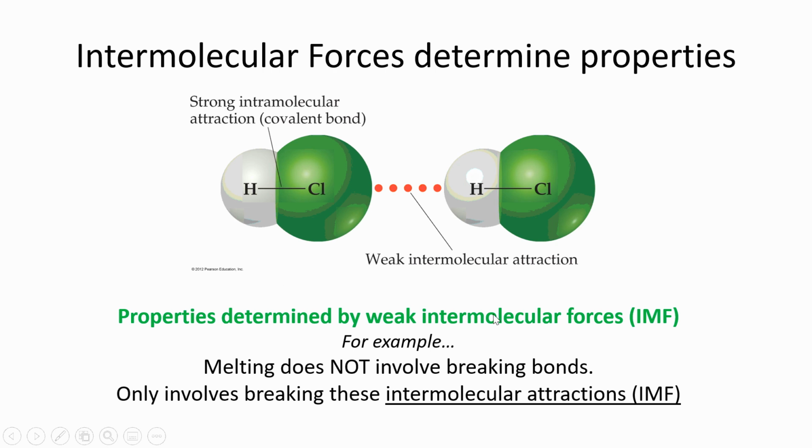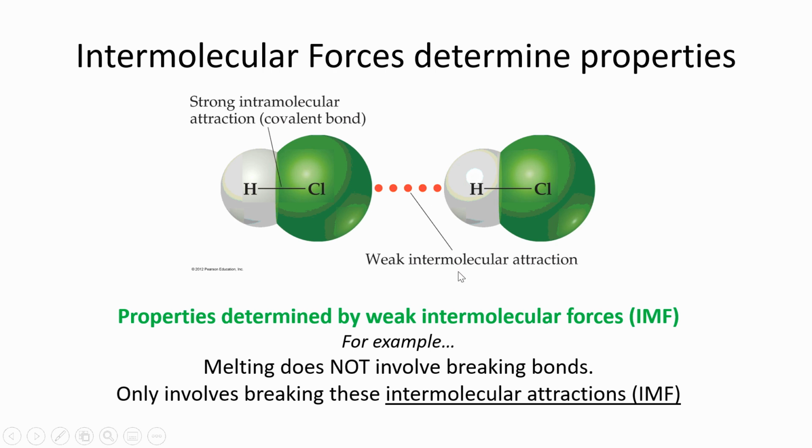So again, re-emphasizing the point, properties are determined by the intermolecular forces. It's the forces between individual molecules. So here's another visual. This is showing the HCl molecule. The solid line is the covalent bond between the hydrogen and chlorine atom. And then the dotted line we're using to represent the intermolecular force between these individual HCl molecules. Intermolecular forces are much weaker than actual bonds, and it's the intermolecular force that tends to impact the properties.